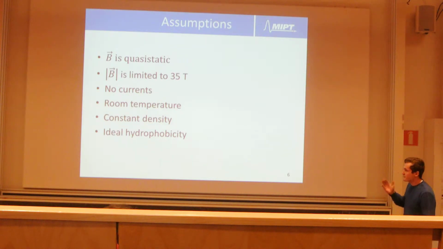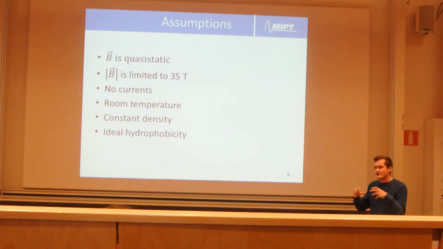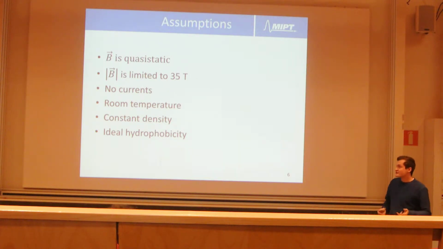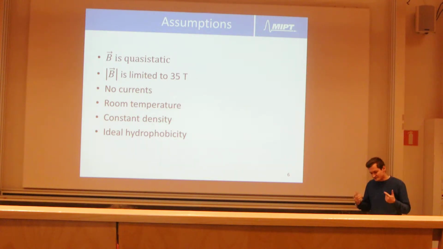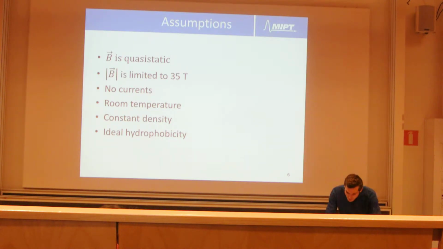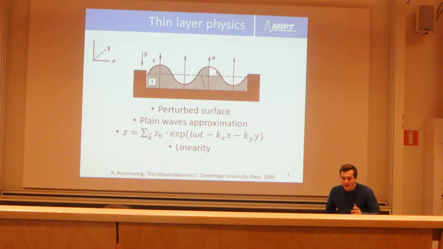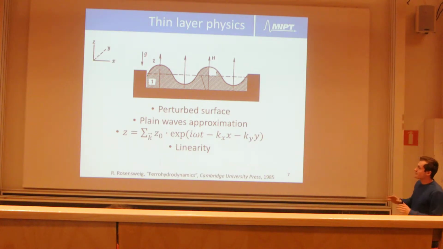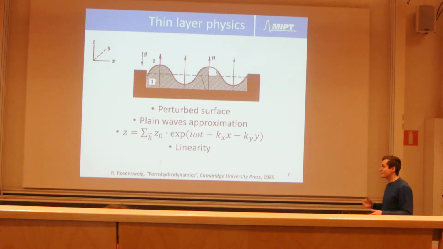the highest field that was really made on Earth. We have no currents in our liquid, so that the curl of H is 0. Room temperature, constant density of the fluid, and ideal hydrophobicity of the layer in order to make the little droplet between two droplets negligible. Thin layer physics of ferromagnetic fluid is really what people studied, and we have some results on this topic.